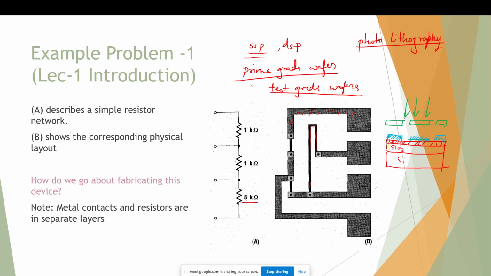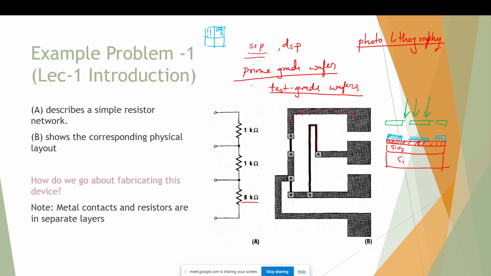The mask itself will have multiple reticles. In one reticle we'll just have the resistor portions. In another reticle we'll have the contacts. So one layer will have one thing. These masks we get made by mask manufacturing companies. They will make them.